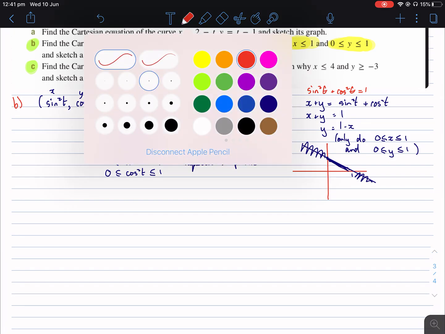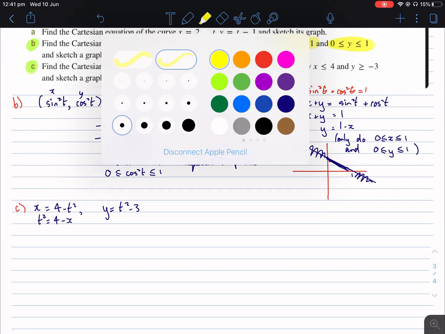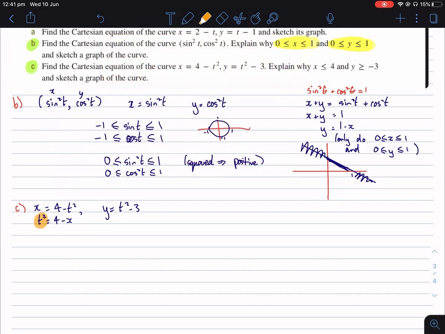For C, we're going to have something fairly similar happening. This time we've got the curve x equals 4 minus t squared, y equals t squared minus 3. I'm going to rearrange x. I'm going to get t squared equals 4 minus x. And then I'm going to sub this straight in for t squared here. I was lucky that it was t squared for both. I don't have to square root or anything. So y equals t squared, which is 4 minus x. And then we've got minus 3. 4 minus 3 is 1, so we've got 1 minus x. Hey, that's the same graph.